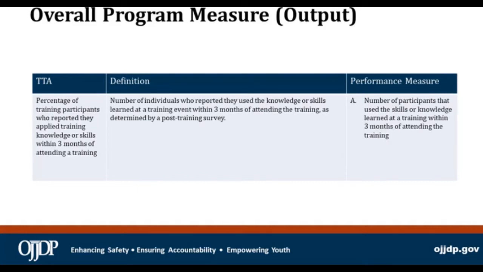Percentage of training participants who reported they applied training knowledge or skills within 3 months of attending a training. The measure is defined as the number of individuals who reported they used the knowledge or skills learned at a training event within 3 months of attending the training as determined by a post-training survey. This performance measure is calculated using the number of individuals who reported they used the knowledge or skills learned at a training event within 3 months of attending the training as determined by a post-survey.